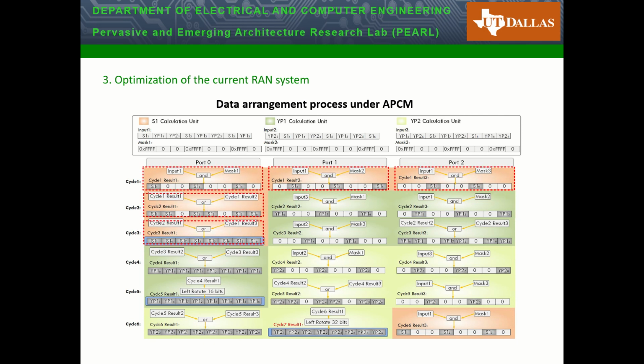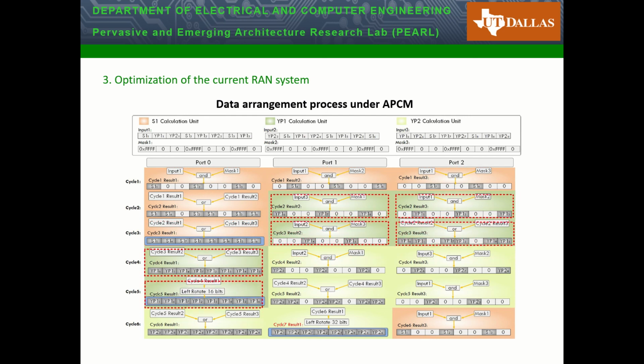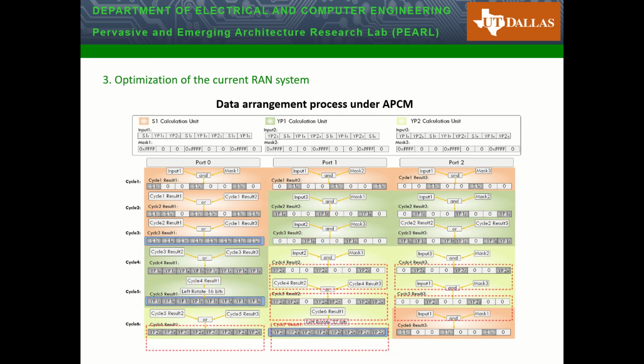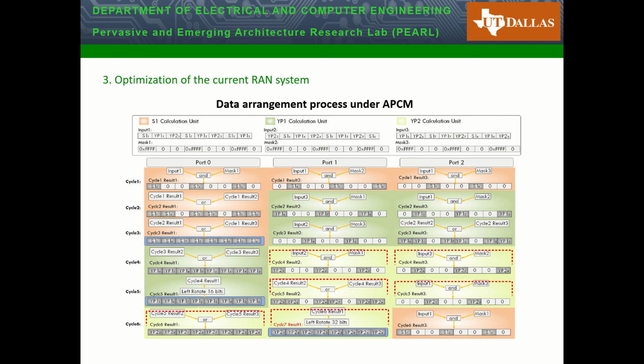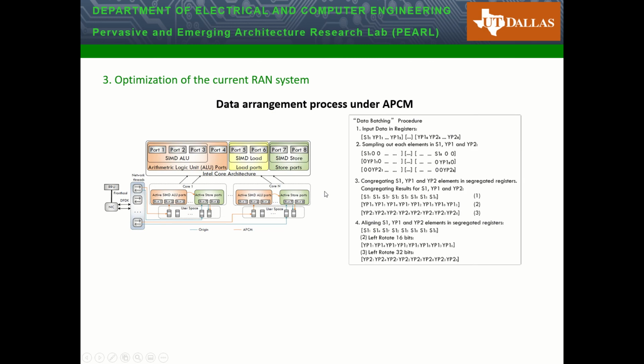This is the batching for S1, this is the batching for YP1, and this is the batching for YP2. As shown in the figure, 3 instructions can be executed in one cycle by 3 parallel ports. Completing batching S1, YP1, and YP2 will totally require 17 instructions and 6 cycles. The required instructions and cycles will be the same for the SSE 128, AVX 256, and AVX 512 under our APCM mechanism.